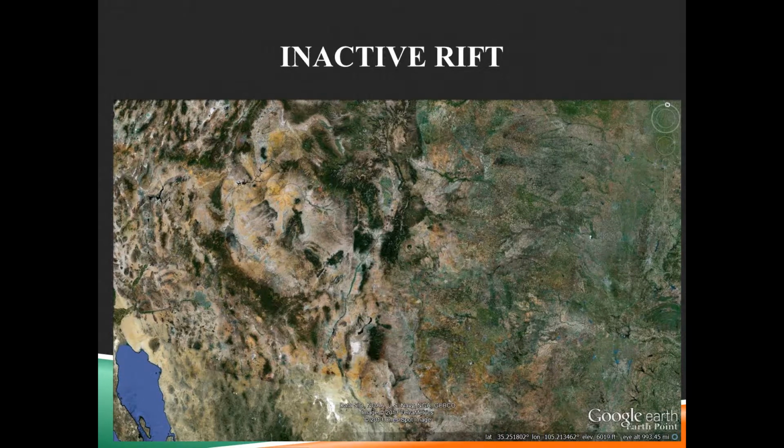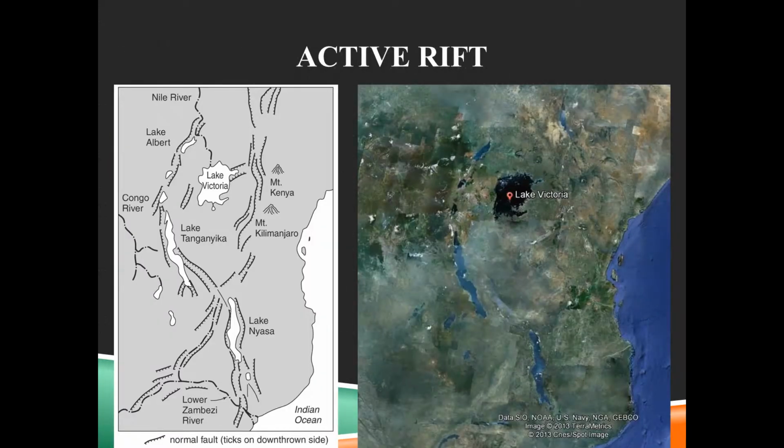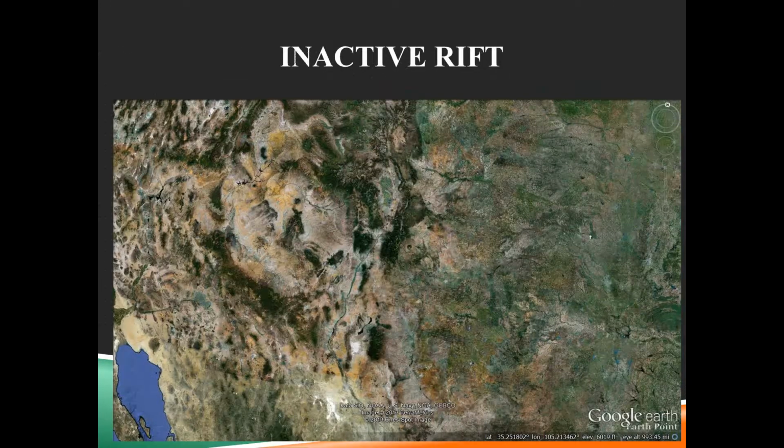An inactive rift, on the other hand, is someplace like southwestern United States. Here, if we look at the aerial image, the satellite image, we don't see the long lakes. We do see some rivers, of course, like the Colorado River. However, it looks noticeably different from the image over in Africa. So that's an active and an inactive rift system.